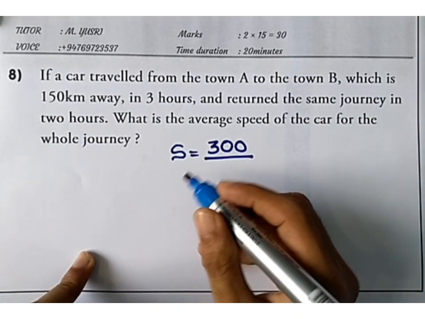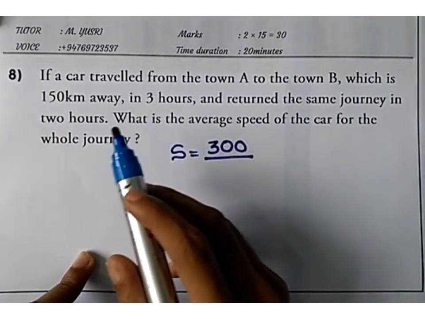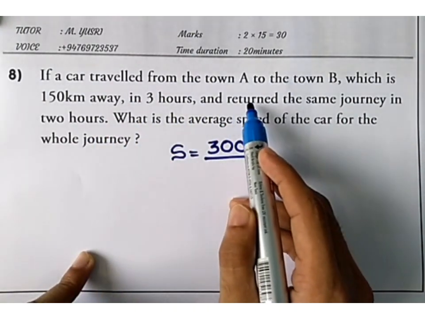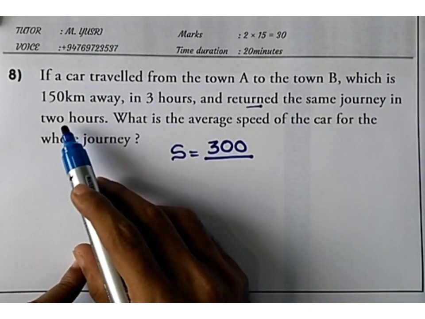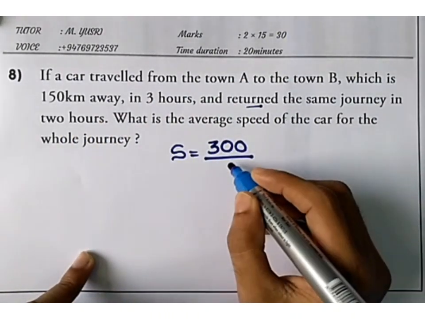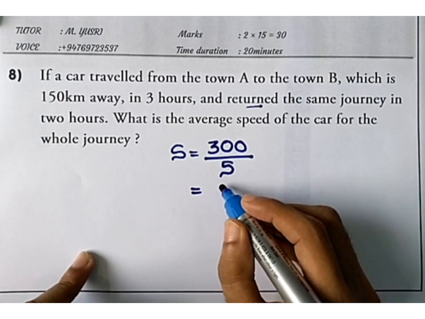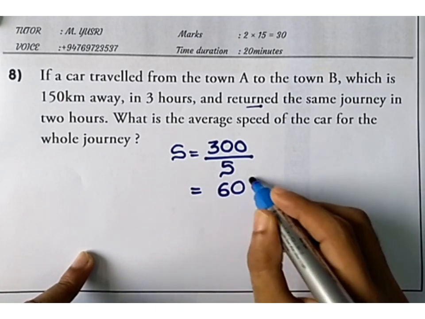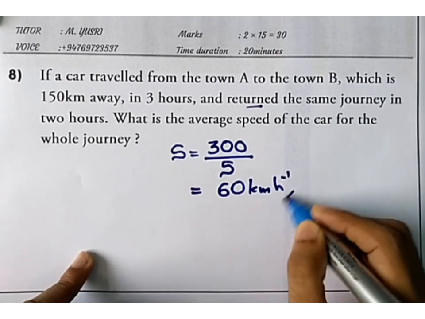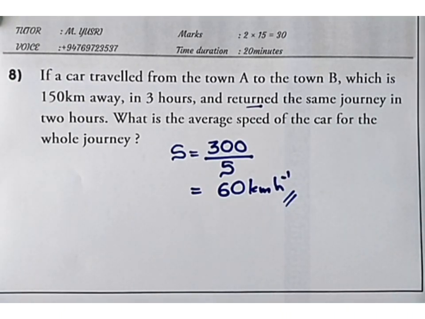And the time duration is 3 hours earlier, and when they are returning back, they have taken only 2 hours. So 3 plus 2 is 5 hours. So 300 divided by 5 is 60 km per hour. So the direct answer is 60 km per hour.